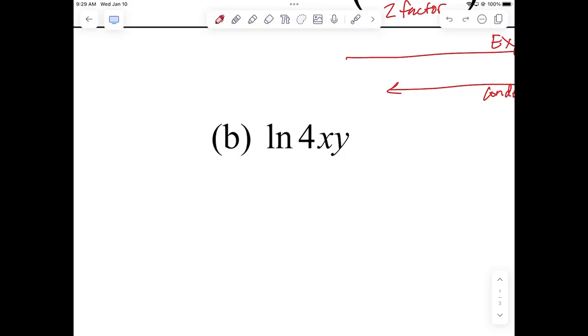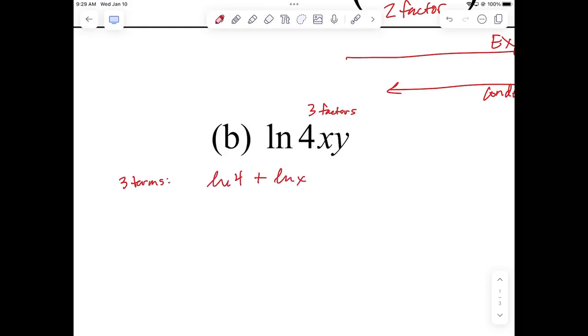Let's try this one. The natural log of 4 times x times y. How many factors are in my argument? I have 3 factors there. When I expand it, guess how many terms I'm going to have? I'm going to have 3 terms. Let me show you what that'll look like. The natural log of 4 plus the natural log of x plus the natural log of y. Done. It's like a divide and conquer kind of thing.